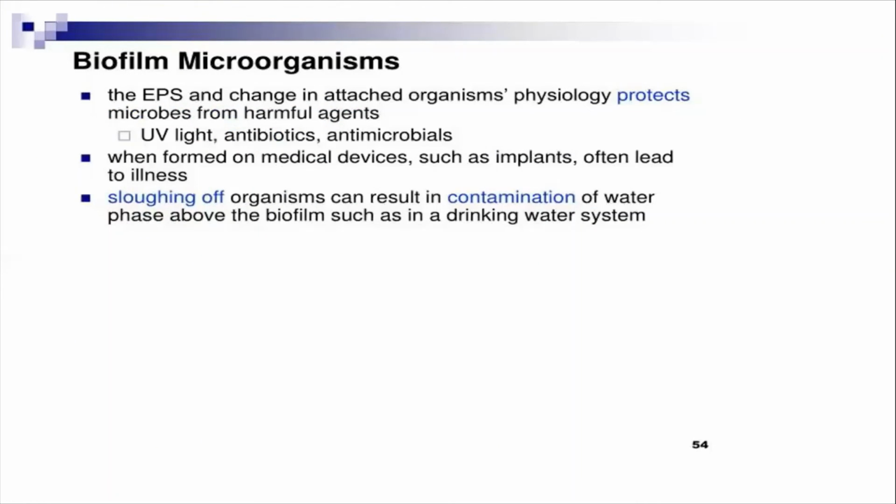Now, the EPS, the extracellular polymeric substance, and the change in the attachment organism, it protects the microbes from harmful agents, let it be UV light, antibiotics, or the microbials. So when they are formed on medical devices such as implants, they often lead to illness. Now, sloughing of organisms can result in contamination of the water phase above the biofilm, such as a drinking water system. So as we also know, you can see that sometimes these start getting collected.